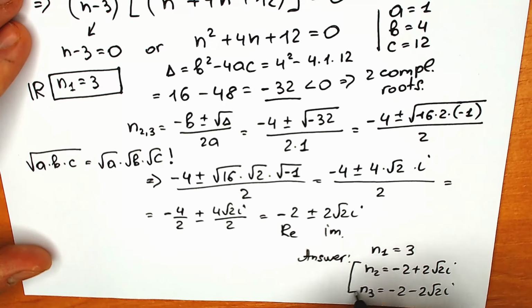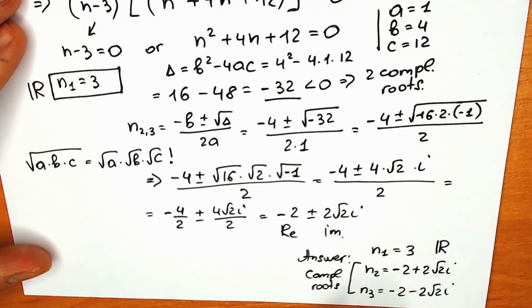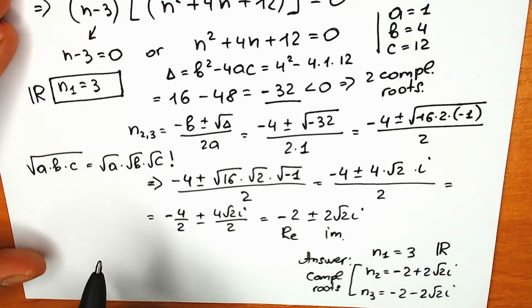So these two roots are complex roots. This one is a real number root, so we have one real number root and two complex roots. So right now, finally, let's check real quick our real number root.